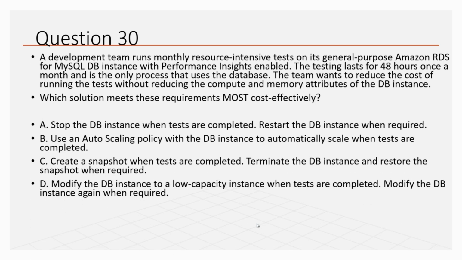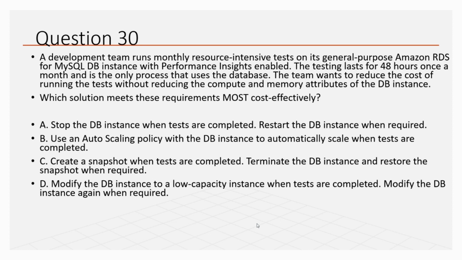A development team runs monthly resource-intensive tests on its purpose-built Amazon RDS for MySQL DB instance with Performance Insights enabled. The testing lasts for 48 hours once a month and is the only process that uses the database. The team wants to reduce the cost of running the test without reducing the compute and memory attributes of the DB instances. Which solution meets these requirements most cost-effectively?